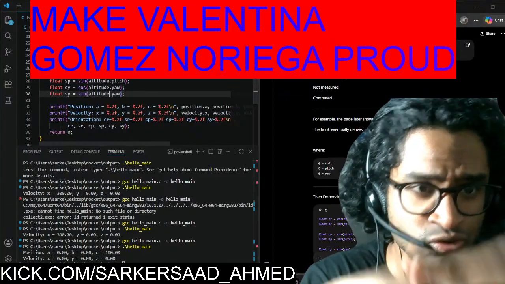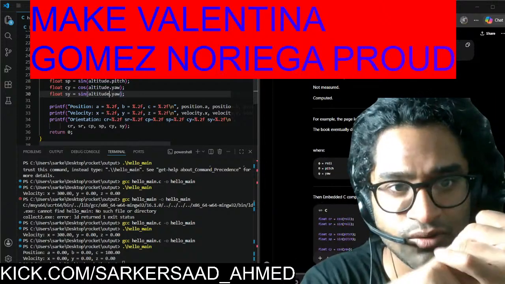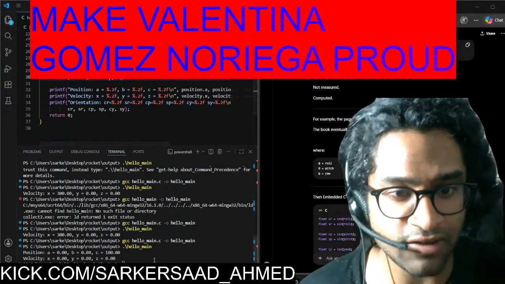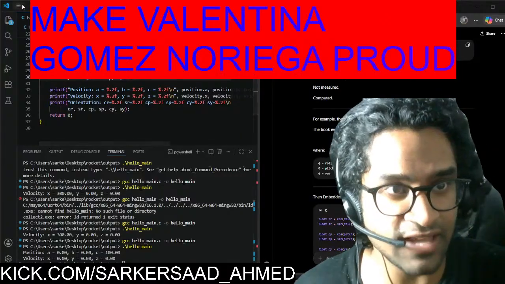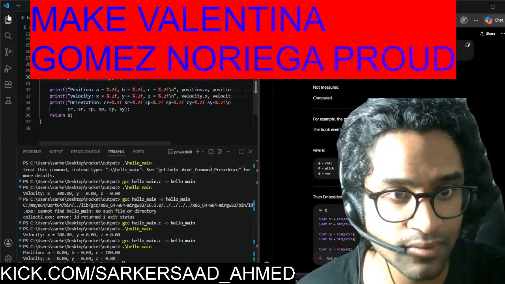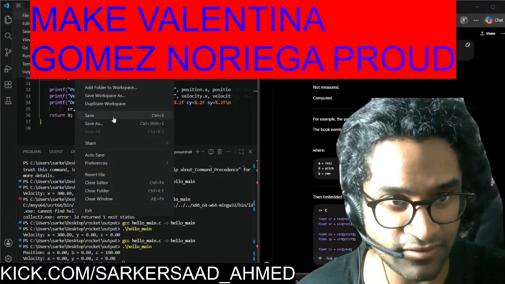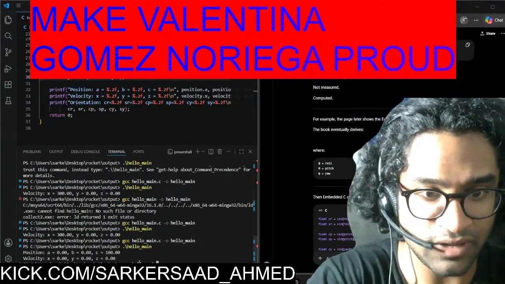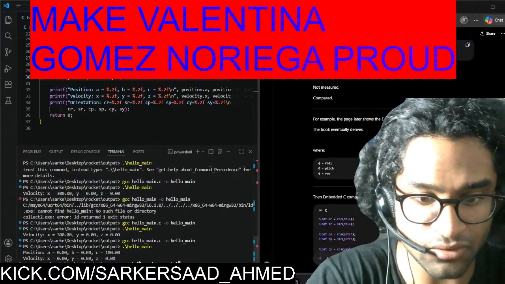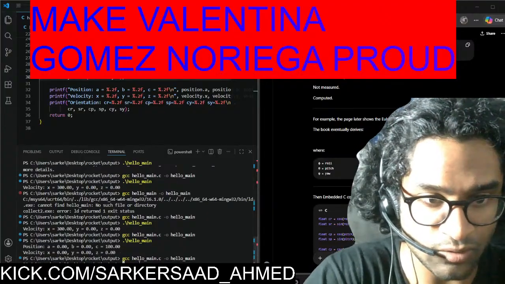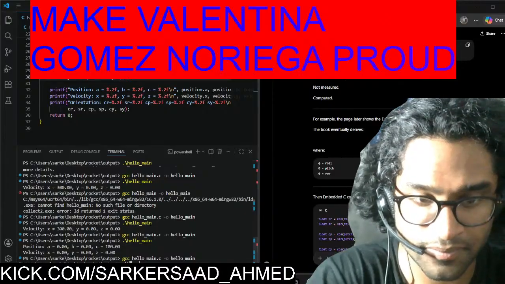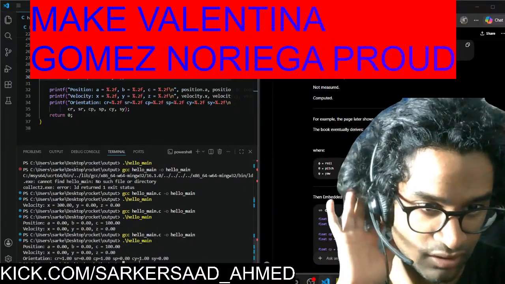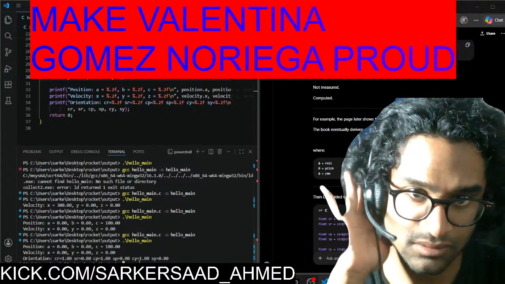And so now what we're going to do is we're going to get the position, the velocity, and the orientation. Orientation being the angle itself. And now, let's run it. Let's save it first. Save it. Look, I saved it. I'm going to write gcc hello main dot c, o hello main, and hello main. All right.